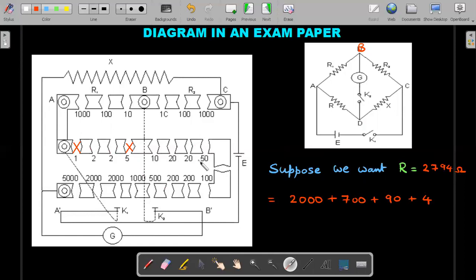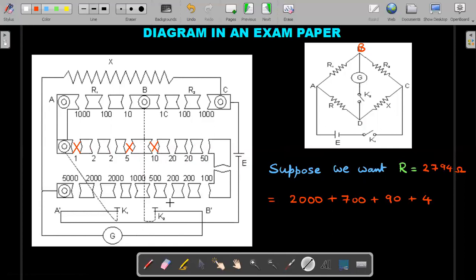Similarly, in the tens place, I want a 9. That means 90. So in order to get 90, I can use 50 plus 20 plus 20. That means I want to use 50, 20, and 20. Therefore, I don't want to use 10. So I want to short circuit 10, which means you just put an X mark here. That means you have put a key into that.